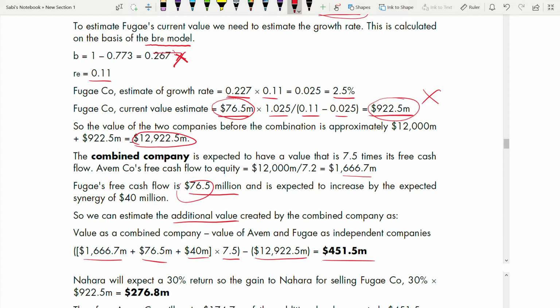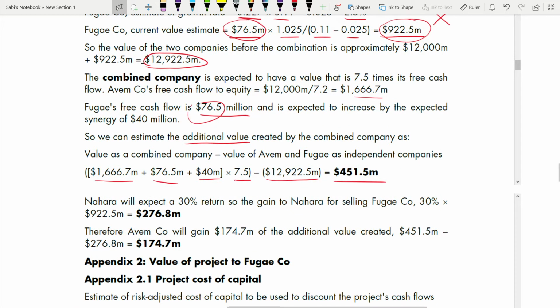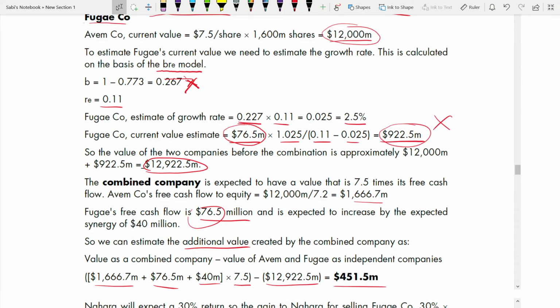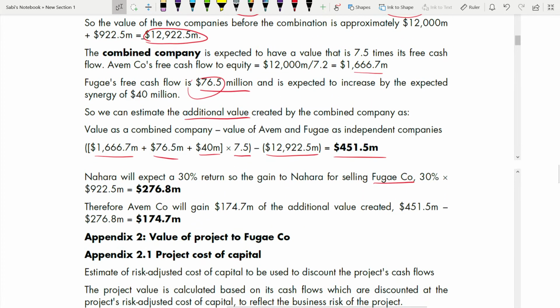You have to tell how much it will go to Avem and Nahara, because the question asked you. So Nahara, how much do they expect? They want a 30% premium on the value. So the gain to Nahara for selling Fugai is 30% on this value. Not 451.5, no. What is the value of Fugai? Go up. I have underlined it and put a cross also, 922.5. So on that they are having 30%.